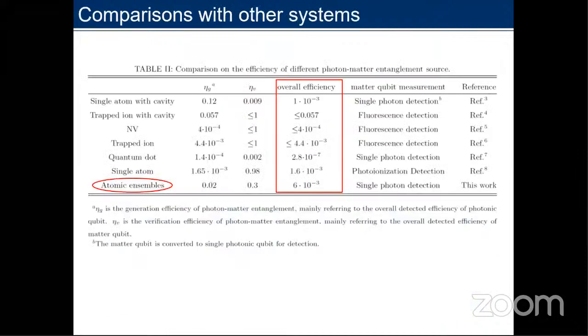In this table, we make a comparison with other physical systems. We find that the overall source efficiency of our setup ranks second, which is merely smaller than the result with trapped ions in a cavity.